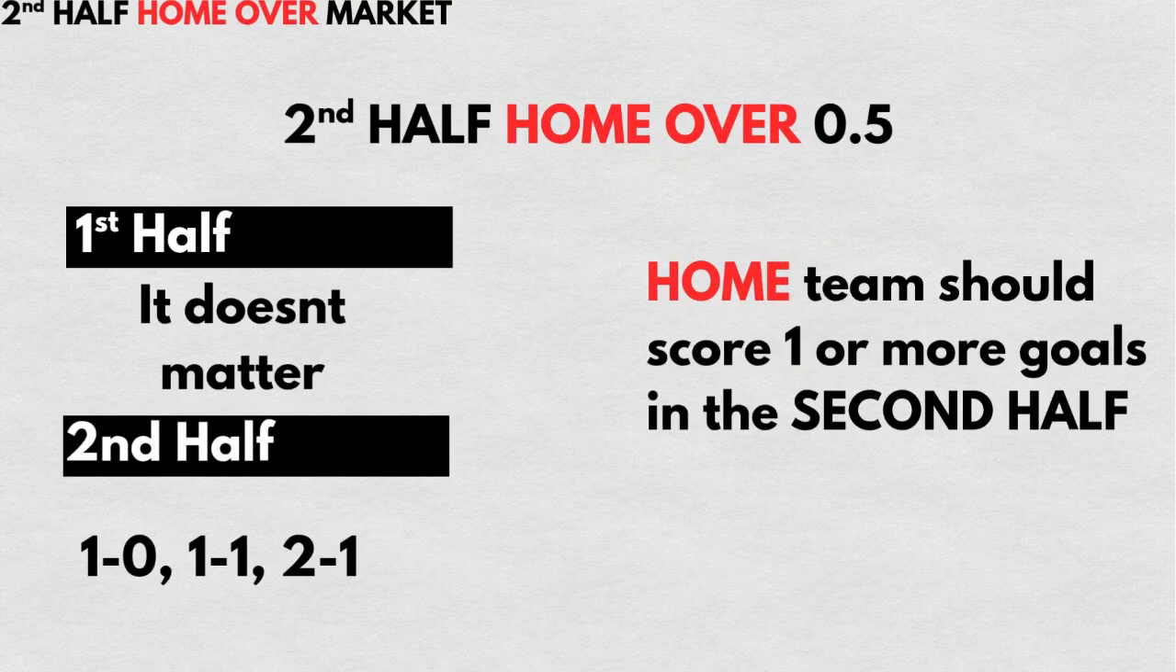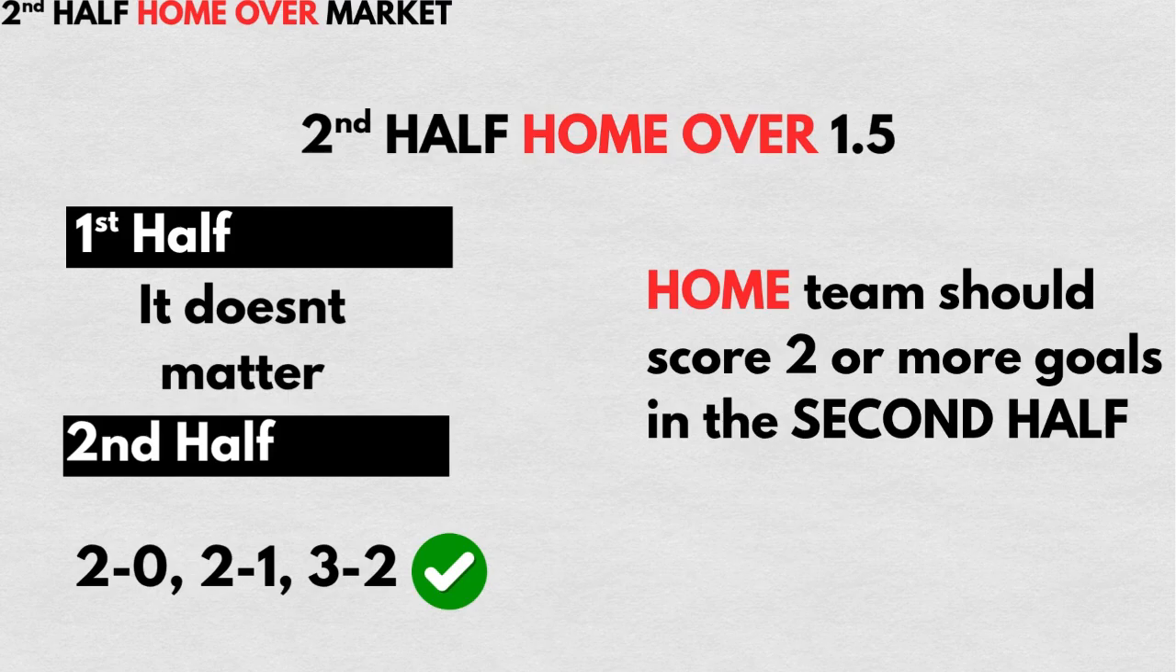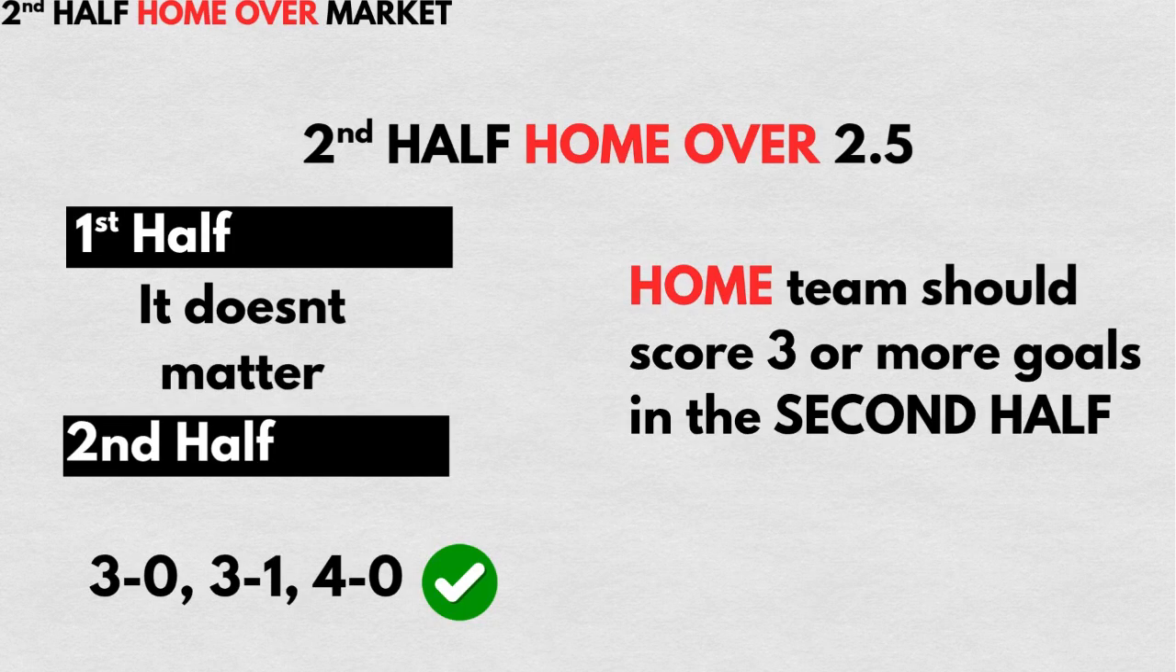For the second half home over market, if you select the home over 0.5, that means you're expecting the home team to score one or more goals in the second half. Over 1.5, that means 2 or more goals in the second half, and 2.5 means 3 or more goals in the second half, only in the second half.